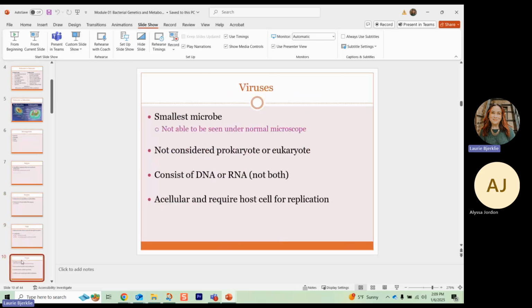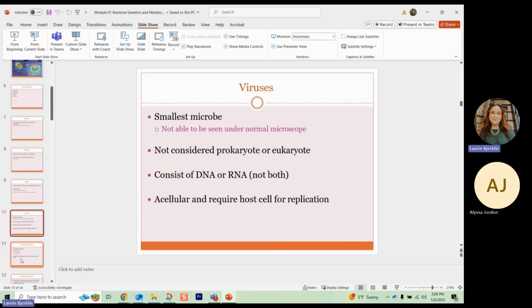And then viruses are actually the weird guys. Again, they are the smallest. You can't see them with a normal microscope, a typical microscope in the lab. They're neither prokaryote nor eukaryote. They do have DNA or RNA, not both. They're based on either DNA or RNA, one or the other. They're technically not even a living thing because they need a cell to live and to replicate. So they're just kind of their own little genre out there, if you will.